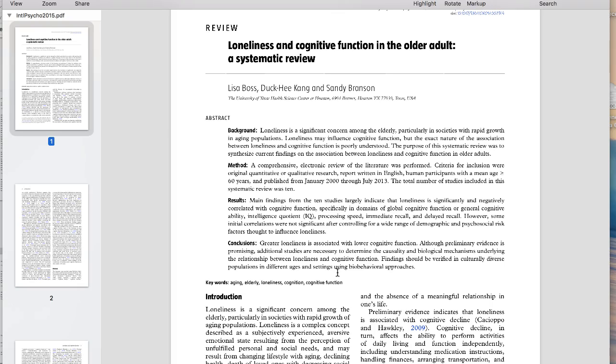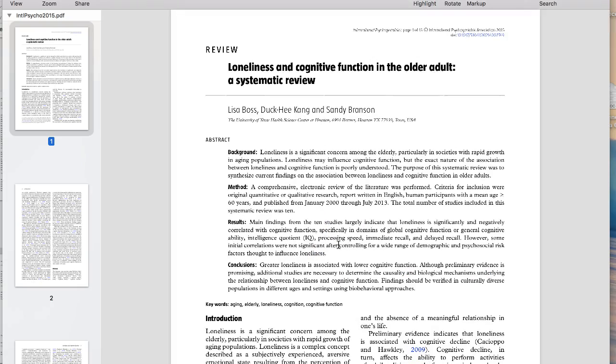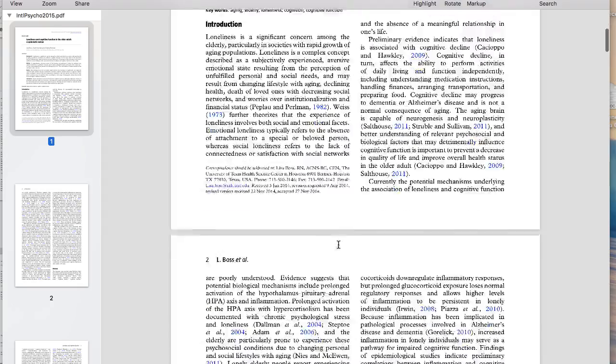manuscript for publication. You're typically limited on number of words. That might be 2,000 words or 3,000 words, or it could be up to 5,000 or 6,000 words. And so sometimes certain sections are not published because there just wasn't enough room for them. So that's why that's not here in my loneliness and cognitive function systematic review.